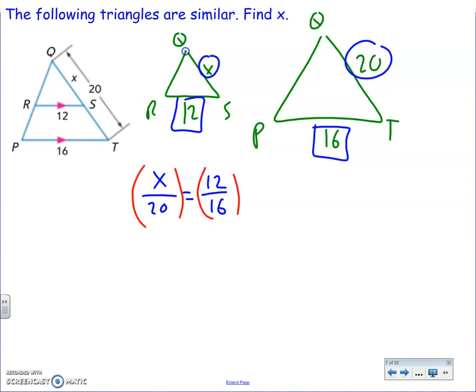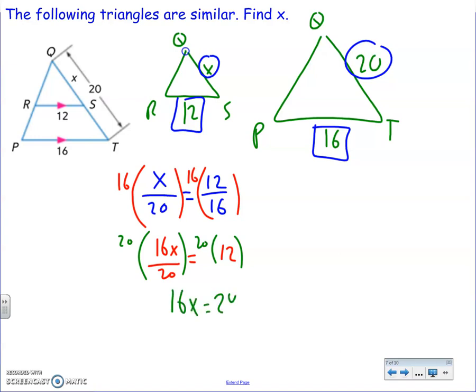Solve each. This times 16, so this is 16x over 20 equals 12. That's times 20. So 16x equals 240. Divide by 16. That is 15. It says find x, and we found it. Done. If you want this other one, that's 5, because 15 and 5 make 20.